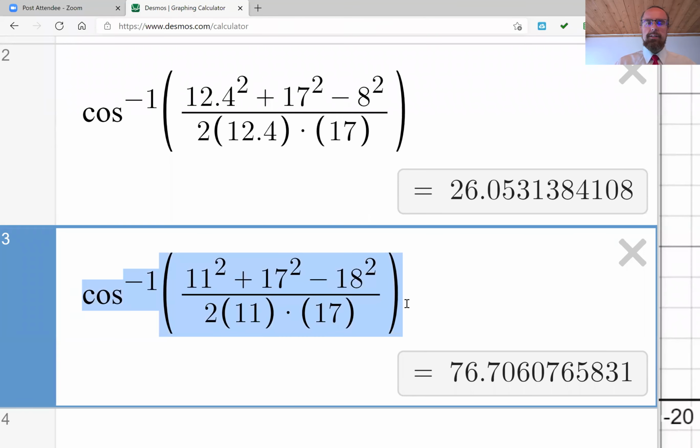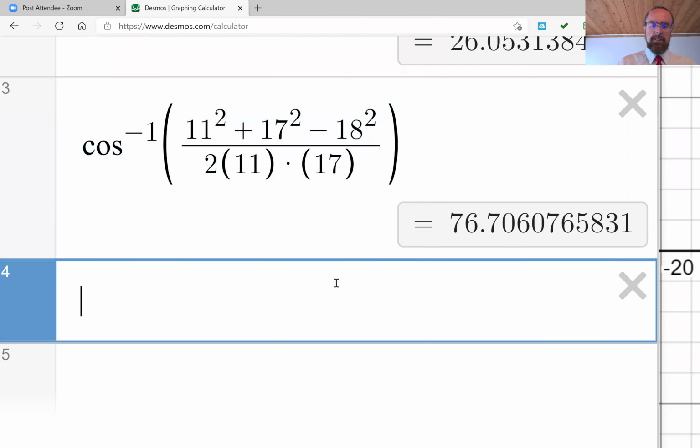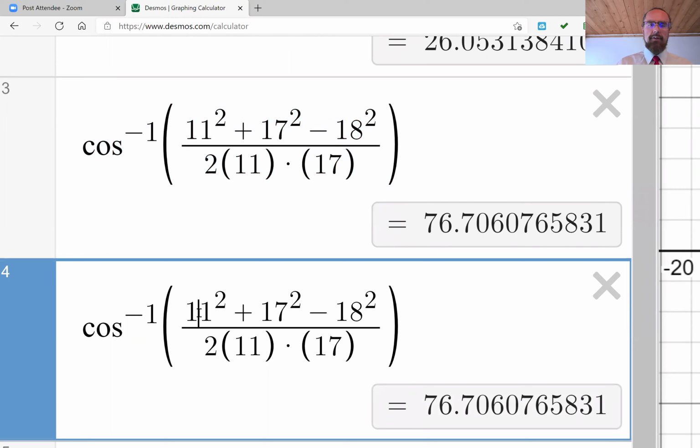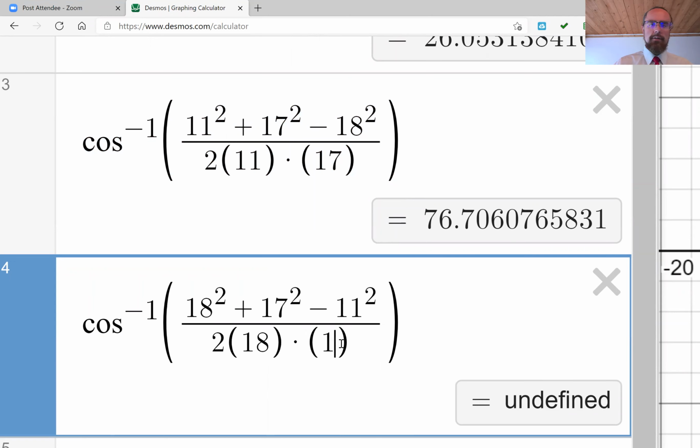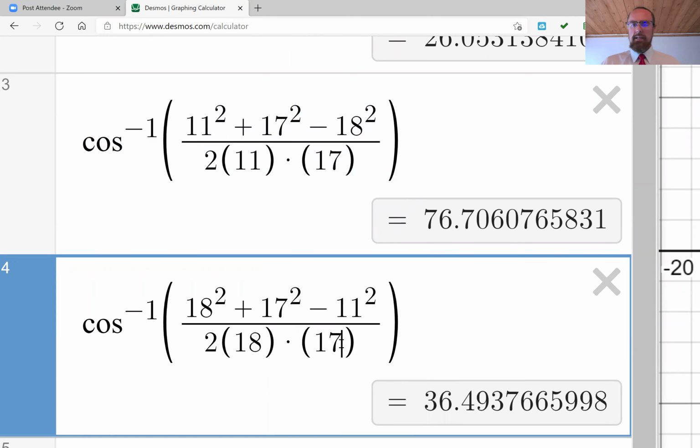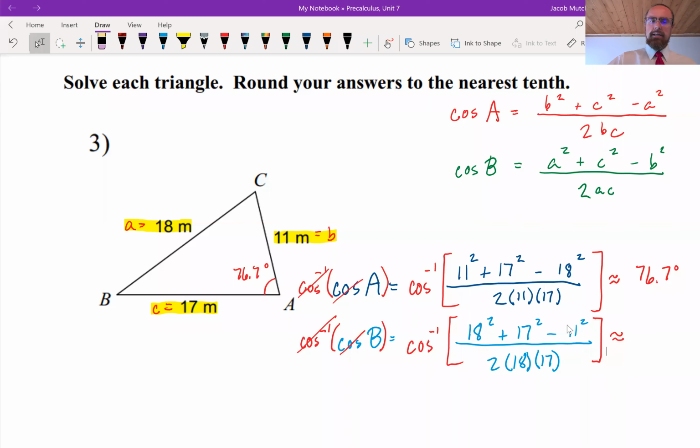So again, I'm just going to pick this up. It's the same template. We're just switching out the values. So that's 18 squared plus 17 squared minus 11 squared over 2 times 18 times 17. And that is giving me, if I round to the nearest tenth, a degree measure of 36.5. So that gets us our second angle measure. We know that the measure of angle B is now 36.5 degrees. We'll mark it here on our diagram.